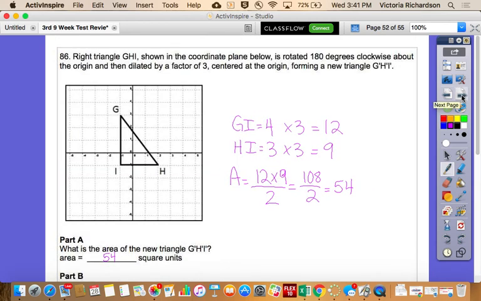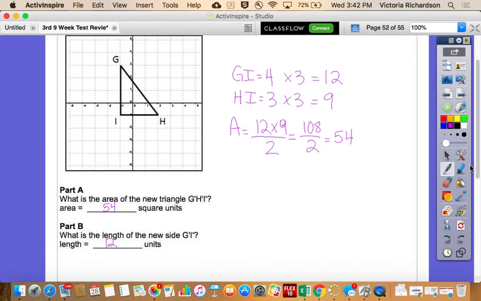86, right triangle GHI is rotated 180 degrees clockwise and dilated by a scale factor of 3. So I counted my boxes for GI, which is 4, and IH, which is 3, multiplied them both by 3, and got 12 and 9. Area of a triangle is 12 times 9 divided by 2, which is 54. So the new area is going to be 54. And we can look here, and the new length of GI after the dilation is 12 units because we had to multiply by 3.